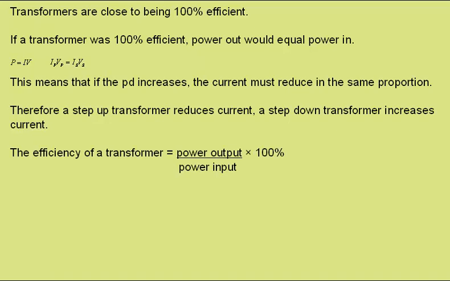The efficiency of a transformer will be given by the power output divided by the power input multiplied by 100 to give a percent. Or we can write it's the current in the secondary times the potential difference across the secondary over the current in the primary times the potential difference across the primary times 100 to get a percent.